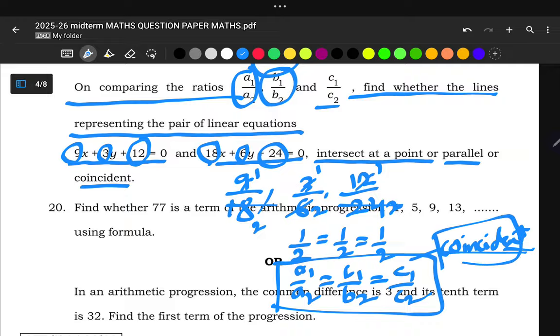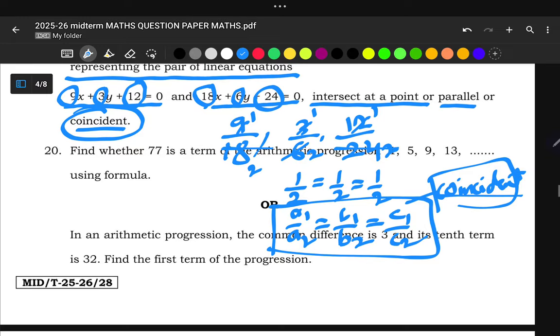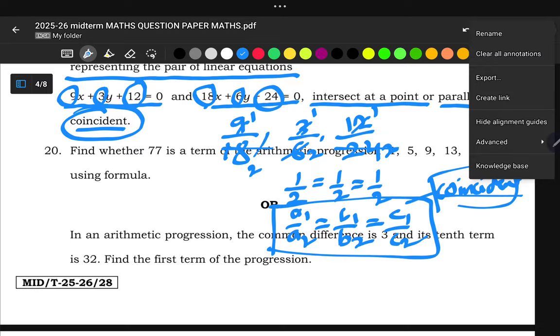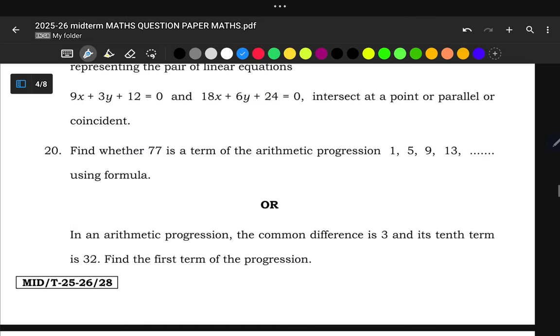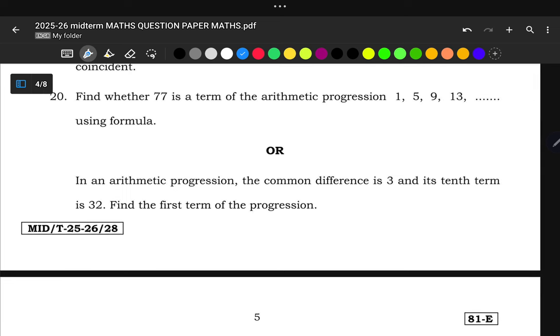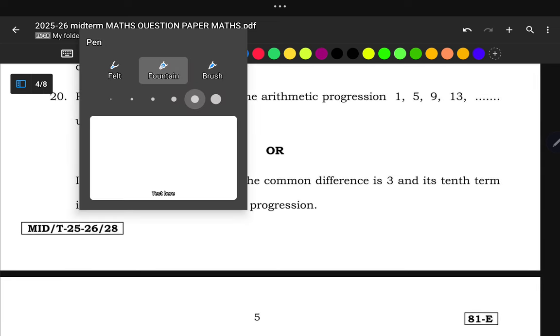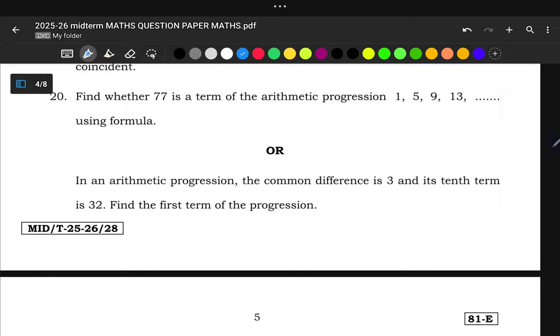Yes, so which one is here? The lines are coincident lines. You have to say by solving the ratios. Now I am going to solve the next question, question number 20. To solve the questions asked in the examination, you just need to know the concept of the topic or chapter. See, question number 20.